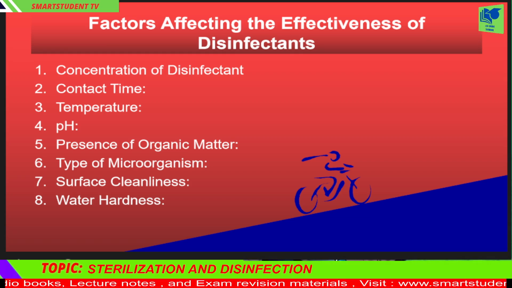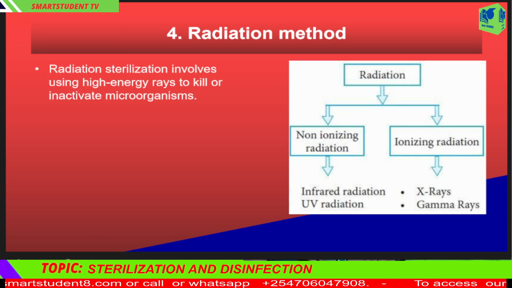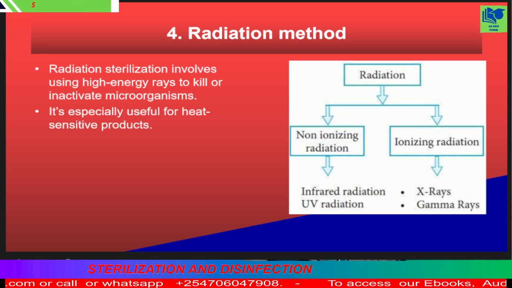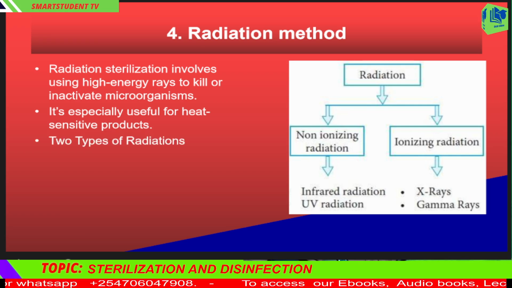So far, we've looked at two methods of sterilization, the physical and the chemical methods. I think it's now time we look at the remaining two methods, namely, radiation sterilization and filtration sterilization. Let's begin with sterilization by radiation. Radiation sterilization involves using high-energy rays to kill or inactivate microorganisms. It's especially useful for heat-sensitive products. Types of radiation used in sterilization.